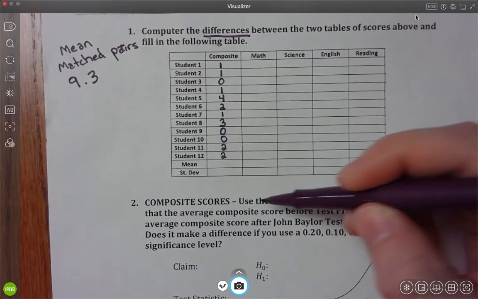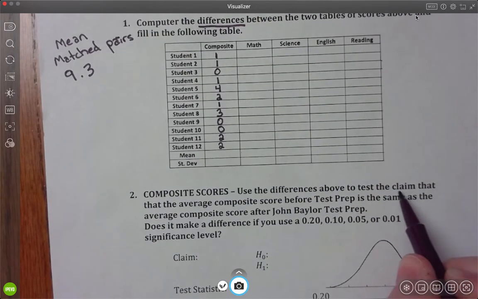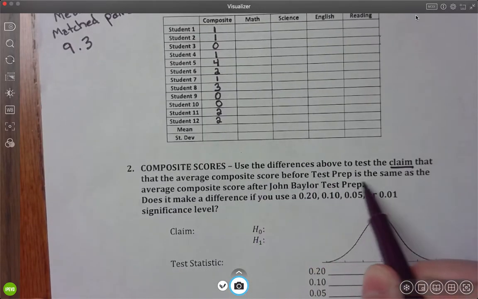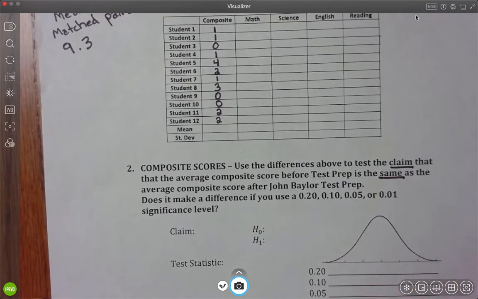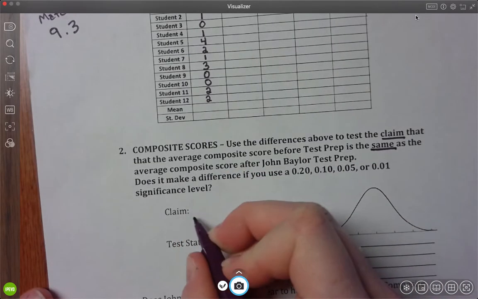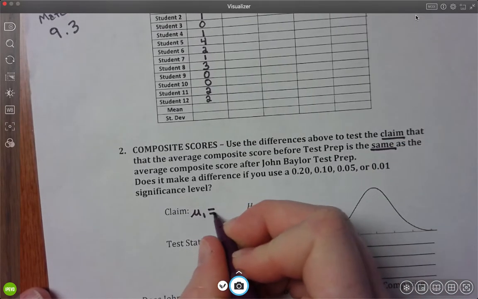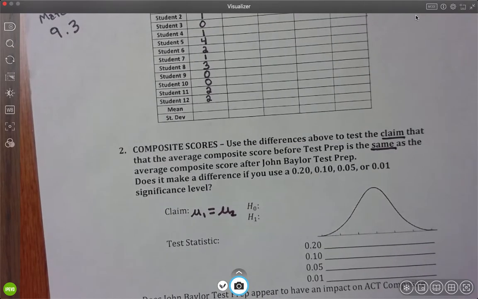Use the differences above to test the claim. Here's our claim: the average composite scores before test prep is the same as the average composite scores after the test prep. So we're saying that the averages, represented as mu, are going to be equal to each other. The average before the test is the same as the average after the test. That's what we're claiming.